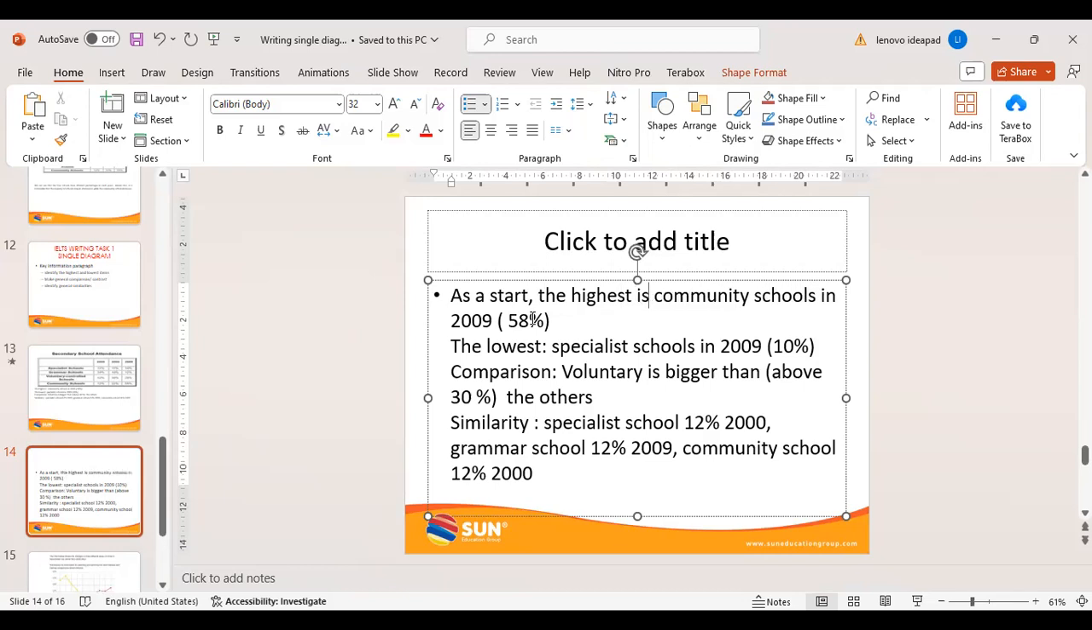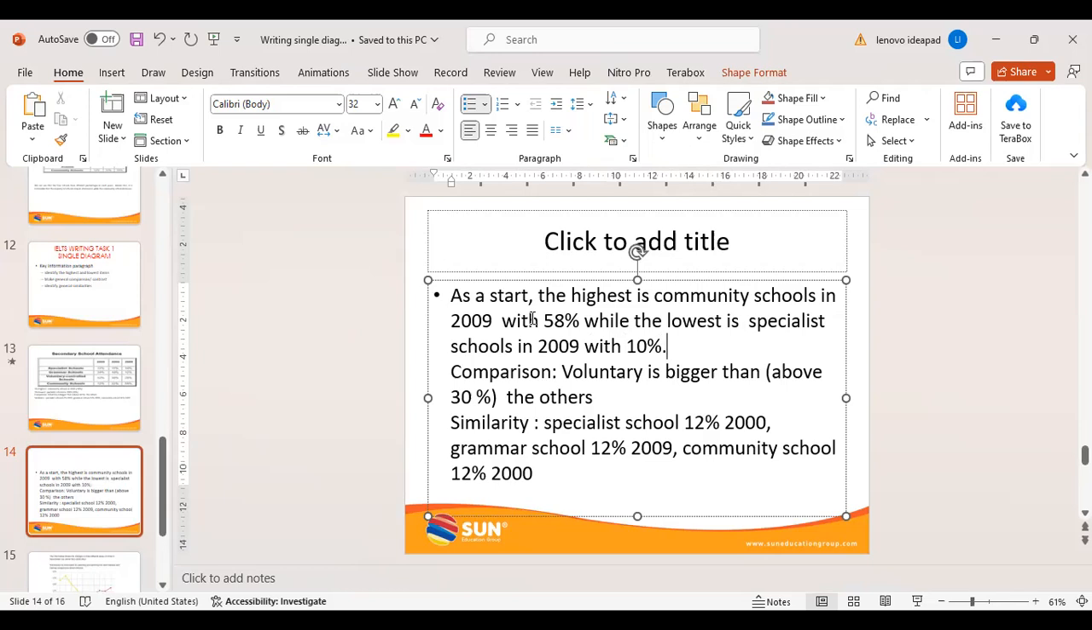As a start, the highest is community schools in 2009 with 58%. Then we directly go with the lowest, while the lowest is specialist school in 2009 with 10%.